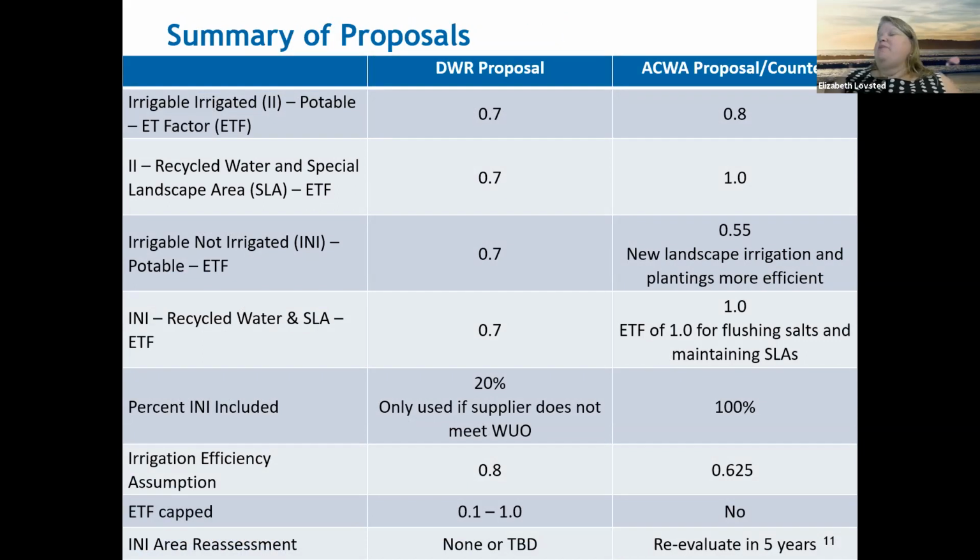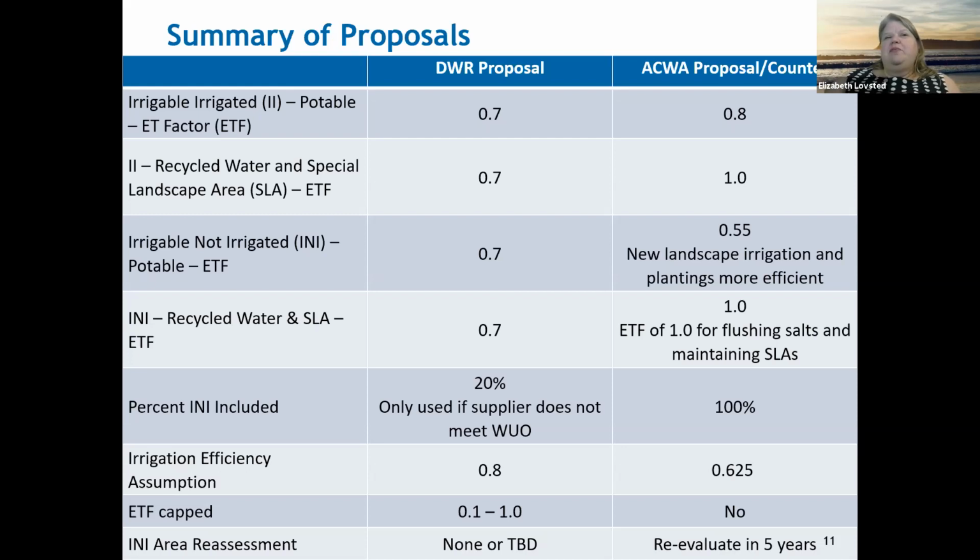So again, this is like parks where people are playing ball, or soccer, or they have heavy uses, and so they might need a little extra water. DWR is keeping all of those at 0.7. These special landscape areas were not included in their analysis. So these higher water use areas were not included. So that's a concern. So we're looking at, let's be consistent with MWELO, which has them at a 1.0.